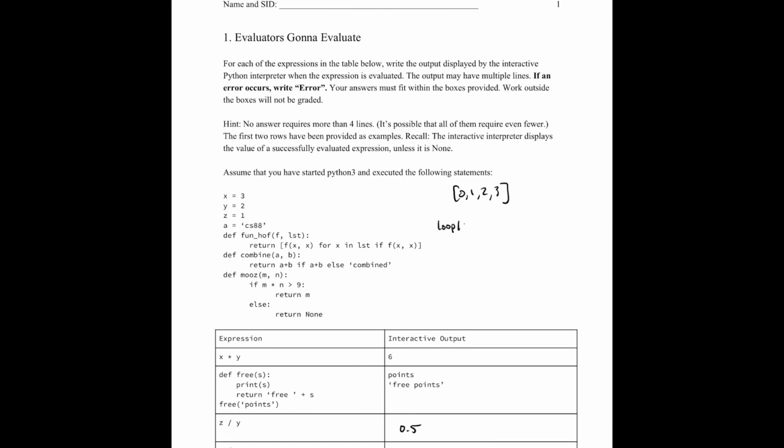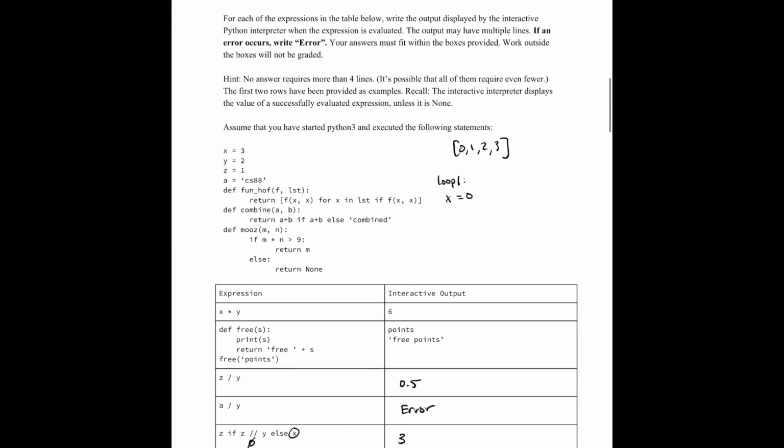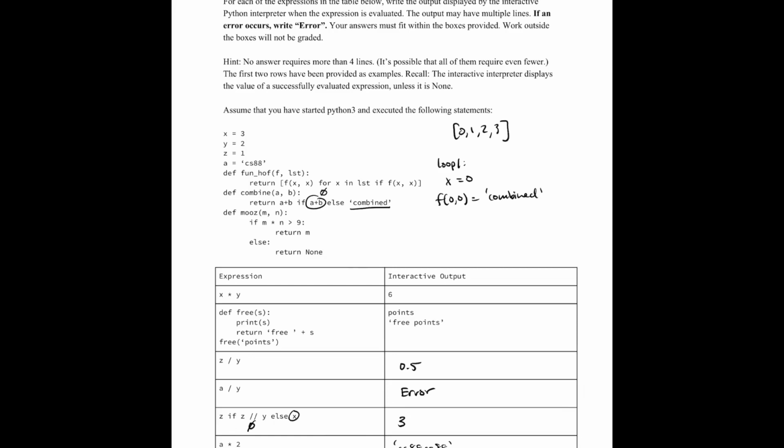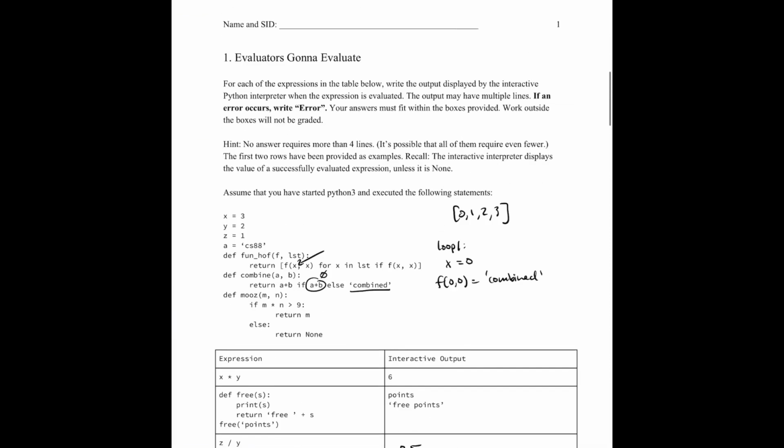So in loop 1, our x is going to be equal to 0, right? And then f of 0, 0, a plus b, is going to be 0, so that's a falsy value. So I'm going to be returning combined instead. So when I return combined, this first f of x, when x is equal to 0, is going to be this string combined. So the first part of this list is combined. All right, and then just keep looping through this.